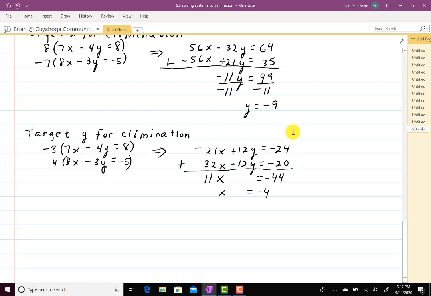So keep this in mind. This is technically negative 99 over 11. This is technically negative 44 over 11. The fact that they no longer have a denominator is sheer luck. These numbers just happen to work out well. So my answer is negative 4, comma, negative 9.